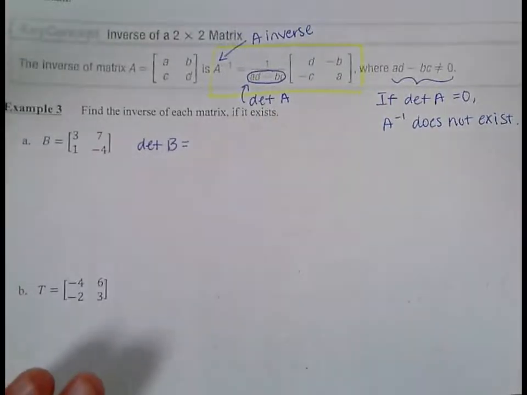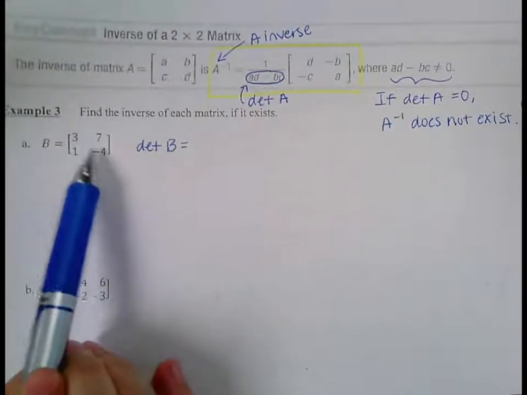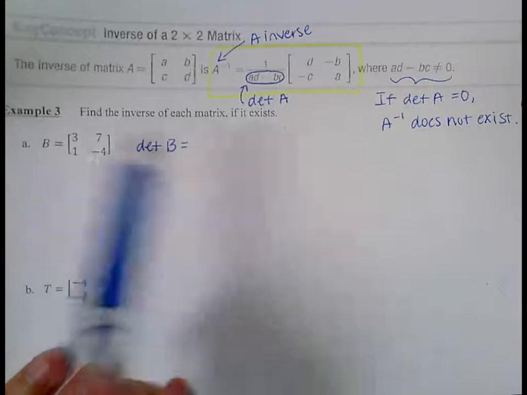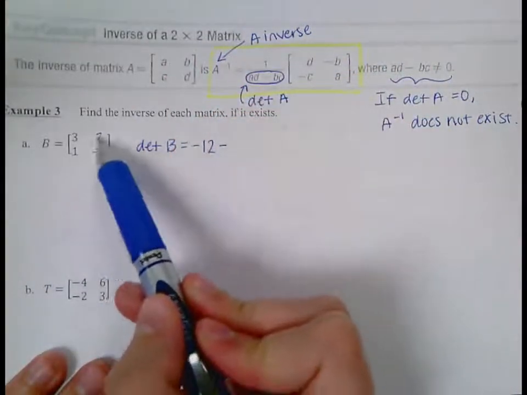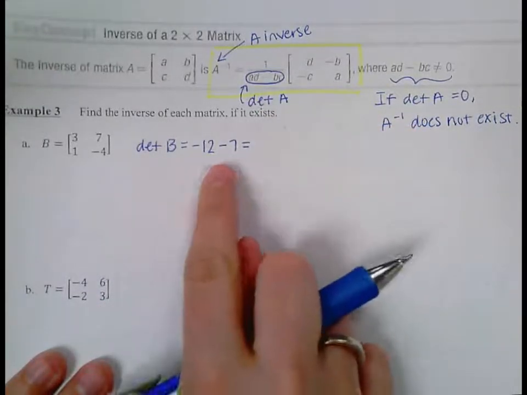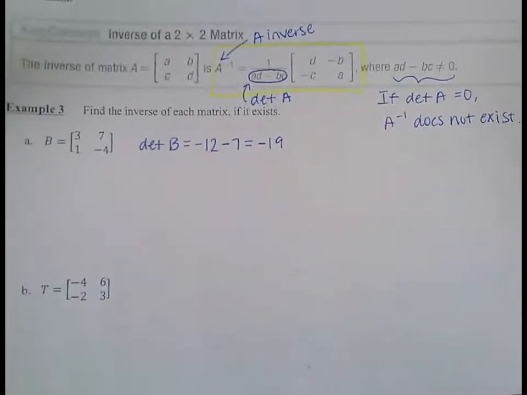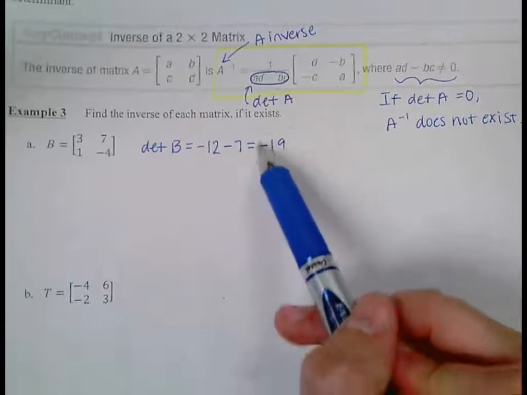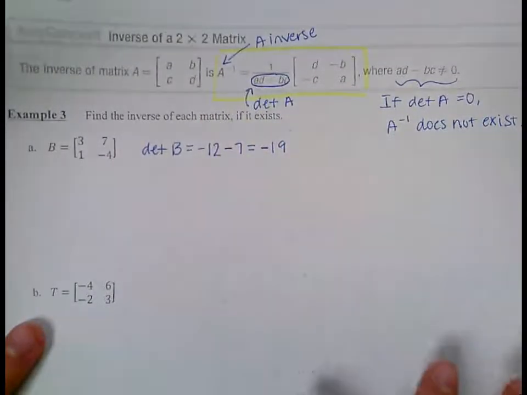So this is reviewing determinants that we covered 2 lessons ago. We used them yesterday in Cramer's rule. So the determinant of B, the product of the main diagonal, 3 times -4, that's -12, minus the product of the other diagonal, 7 times 1 is 7. So this determinant is -12 minus 7, that's -19. And now because this is not 0, I can go ahead and find the inverse using this formula.